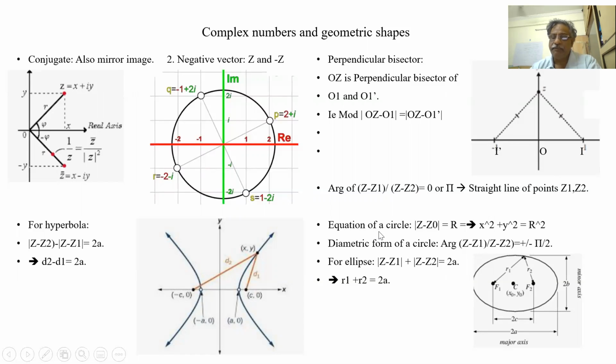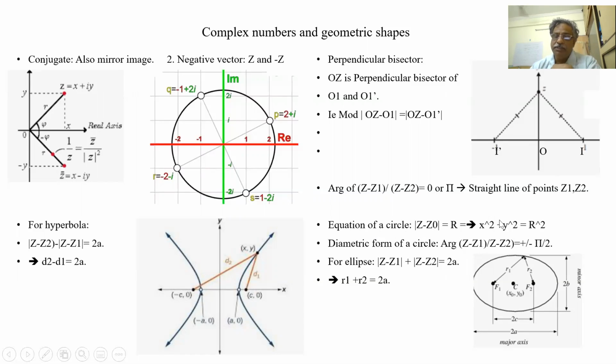Suppose you want a circle. We have just seen mod of Z minus Z0, where Z0 is the center, is equal to root of a square plus b square, which is r. So x square plus y square is equal to r square, which is the locus of a circle.